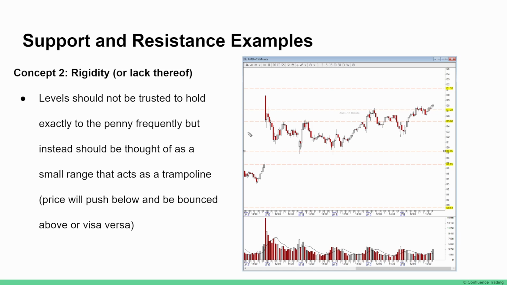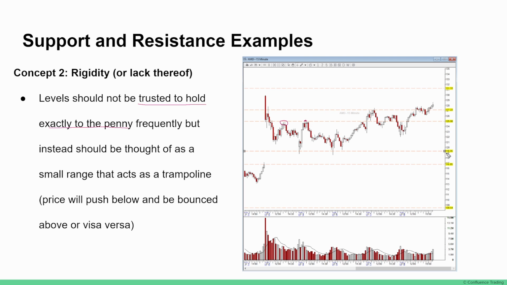All right, so before we end our lesson for today, I want to just show you some quick examples of concepts 2 and 3. Concept 2 was rigidity. And remember that we said levels should not be trusted to hold exactly to the penny. So here's a 15-minute chart of AMD. You can see this level here was rejected. It was later retested, but actually broke through it slightly and then failed back down.